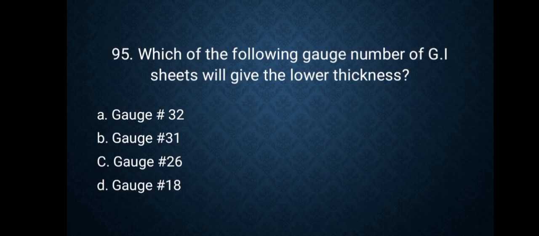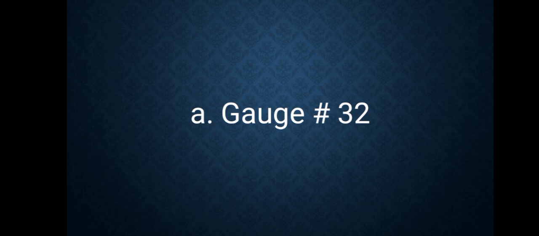95. Which of the following gauge number of GI sheets will give the lower thickness? So, ada man ang choices. So, the answer niya is gauge number 32. So, i-explain ko sa iyo kung because though common knowledge, few people know why the thickness of steel diminishes as the gauge increases. So the explanation comes from the early development of a steel gauge measurement system in which the control measurement was based on 1 inches.